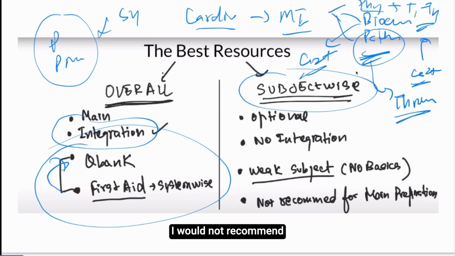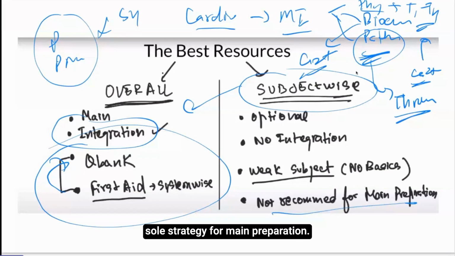Subject wise, I would not recommend. It is optional. Some people like to go by the route of Kaplan. And if that's something you want to do, sure, only if you have weak basics. But even after a subject wise approach, you have to do an overall systemic integrated approach to get good results. Subject wise will cause you to fail. I'm serious. I do not recommend it as a sole strategy for main preparation.